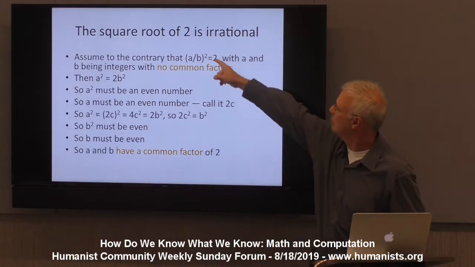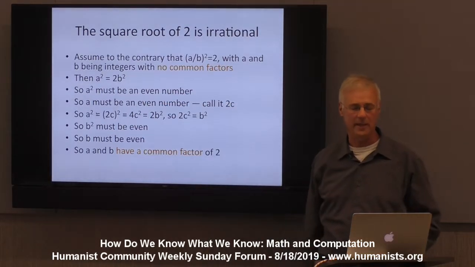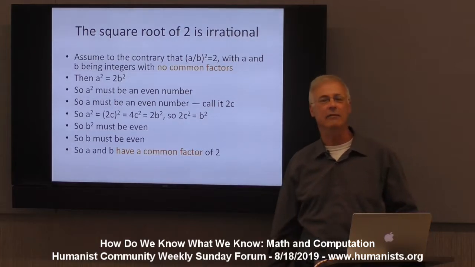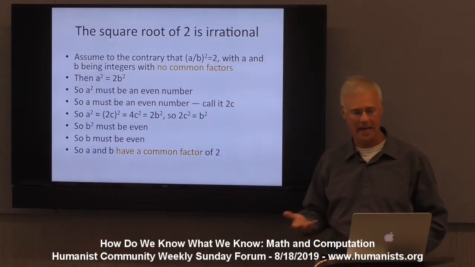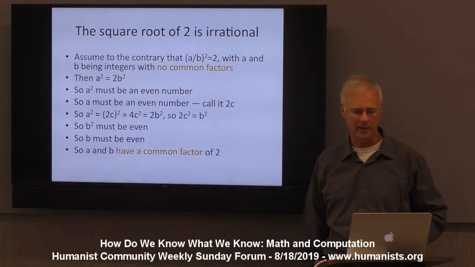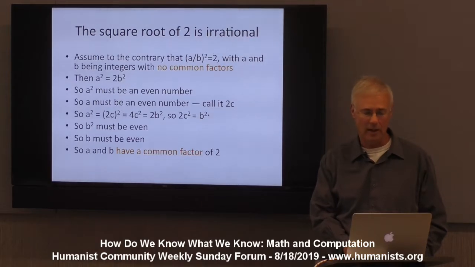So we do a little algebra and conclude that a squared equals 2b squared. And so a squared must be an even number. And so a must be an even number because odd numbers squared are odd numbers. So if the square of a is even, a itself must be even. So it must be 2 times some other number, and let's call that other number c. So a squared is 2c squared, which is 4c squared, which is 2b squared from up here. And so 2c squared is b squared. And so b squared is 2 times some number, so b squared must be even. And so b must be even.